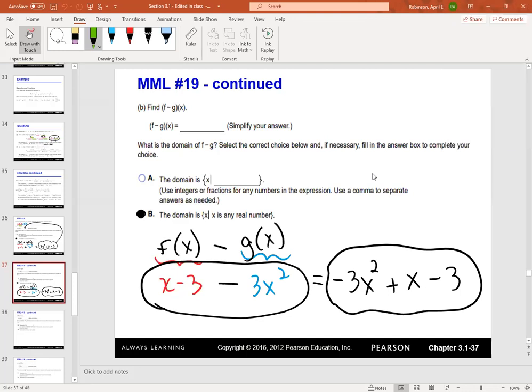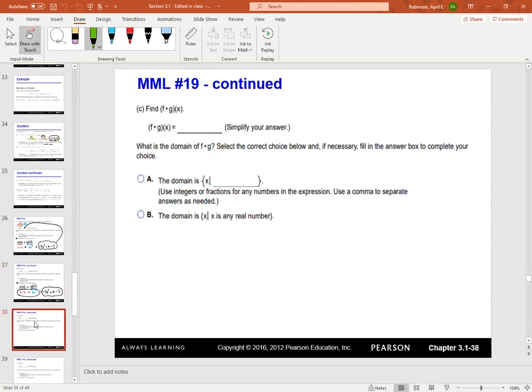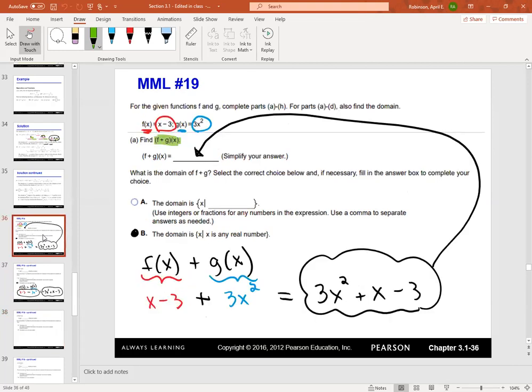All right. Well, the other day we ended right here. We were in number 19, part B. So I am going to pick up from where I left off. And that took us to part C. Part C wanted us to multiply the two functions together. Let's see, what were the two functions? They were x minus 3 and 3x squared.